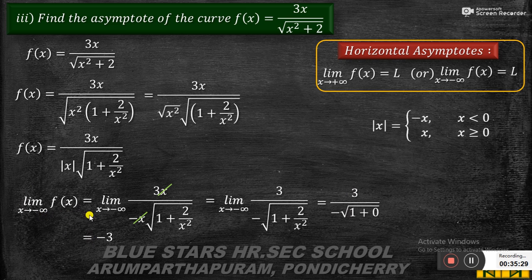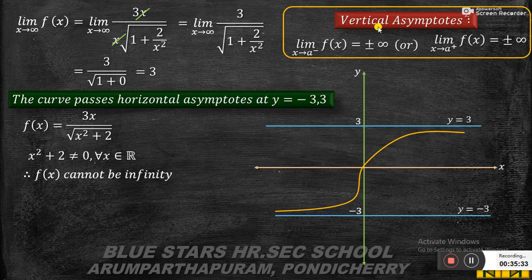This is your answer. Next, now we check the vertical asymptote. Vertical asymptote is limit x tends to a minus, which is the left hand limit of a, so f of x equals plus or minus infinity, or limit x tends to a plus f of x equals plus or minus infinity. Now limit x tends to infinity f of x, now I substitute x equal to infinity in the function.